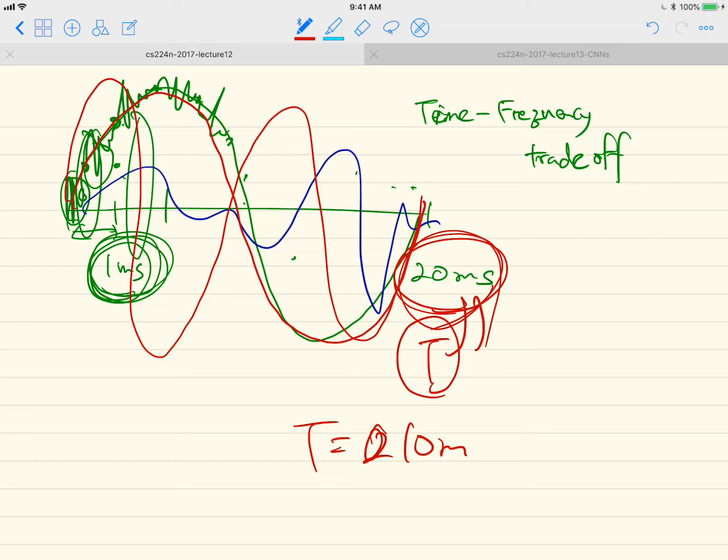So in order to increase the reliability of the frequency component, the number of time domain units will be decreased. That kind of thing is called the time and frequency trade-off in the wavelet literature.